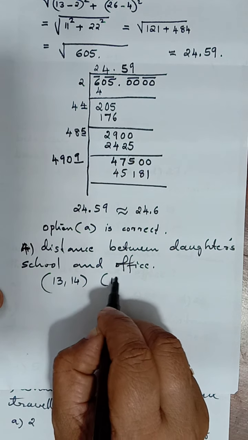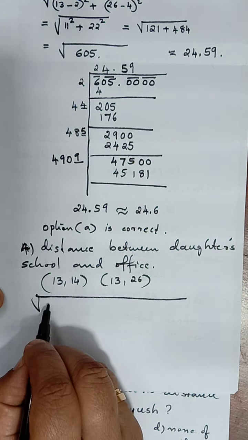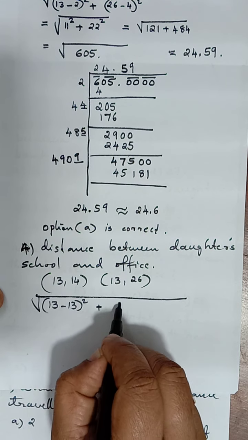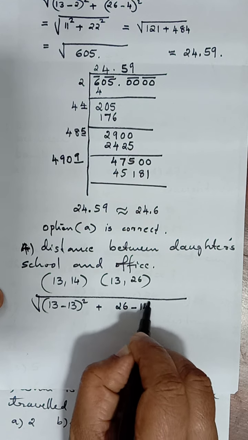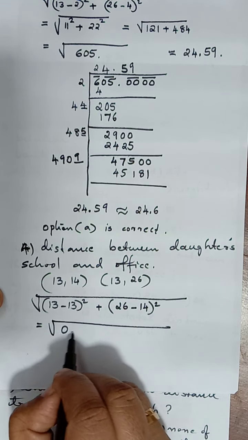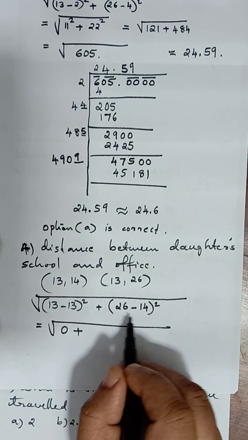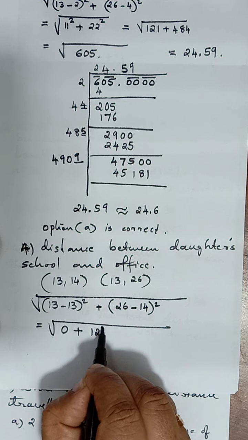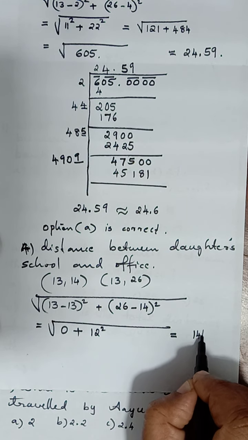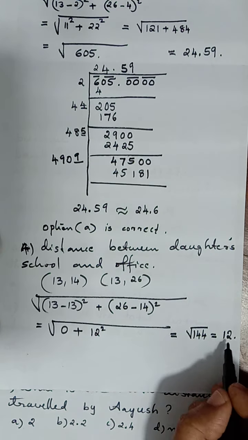13, 14 and 13, 26. So distance is the square root of (x2 minus x1) whole square plus (y2 minus y1) whole square. That is equal to 13 minus 13, 0 square, 0 itself, and 26 minus 14 is 12 square. So 0 plus 12 square is 144, under the root, that is equal to 12 kilometer actually.